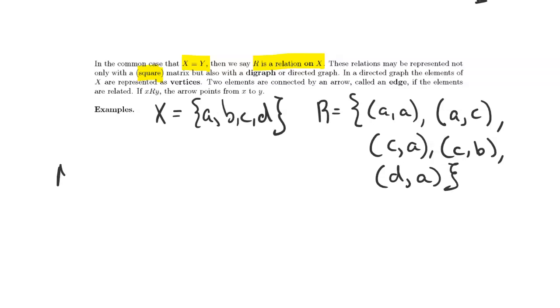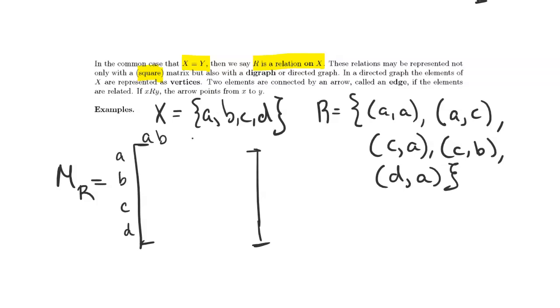All right, the matrix for R is going to be square. It's going to be a 4x4 matrix. So here's A, B, C, D, here's A, B, C, D. That B is way too far over. Let's get it positioned better. There we go. And I'm going to put a 1 between a row and a column anytime they're related. So we're going to put a 1 between the A and the A, a 1 intersecting A and C, a 1 for C and A, a 1 for C and B, and a 1 for D and A, and all of the other entries in my matrix should be 0.